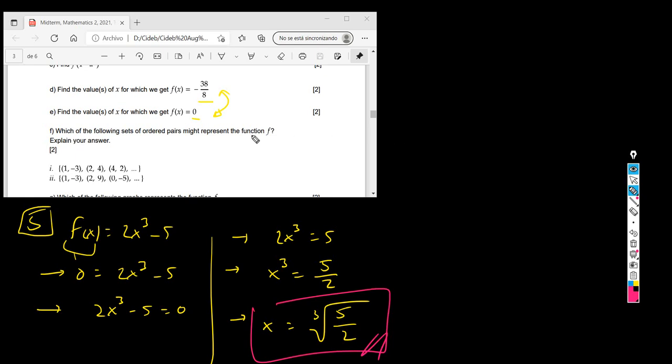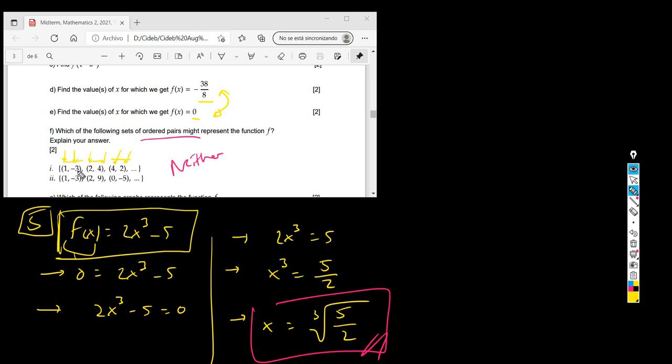F. Which of the following sets of ordered pairs might represent the function f? Neither. Neither, because when you try each of these ordered pairs, for example, let's take a look at the first set. We have 3 points, and each corresponds to a pair of input output, right? Input output, input output, input output. One of these is going to fail to correspond to this function, right?